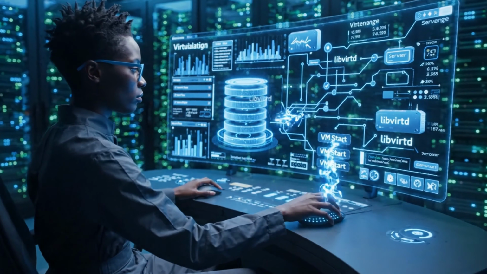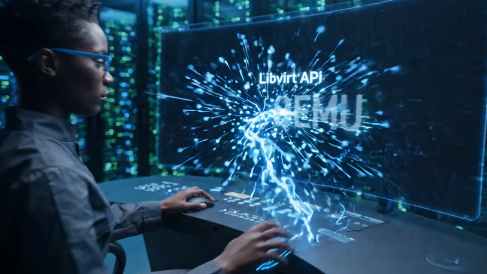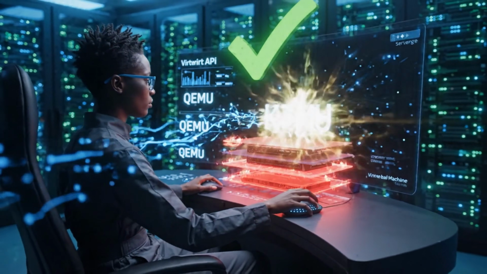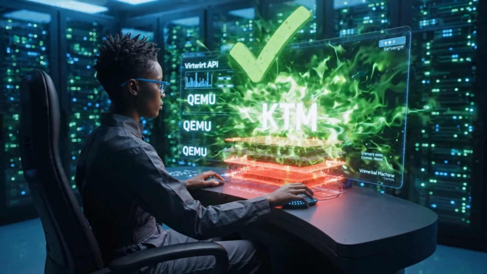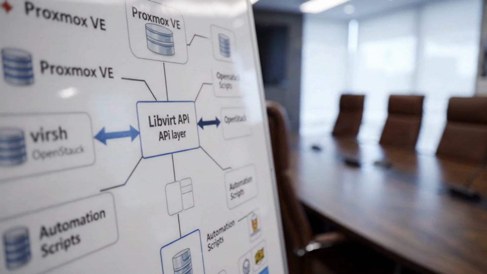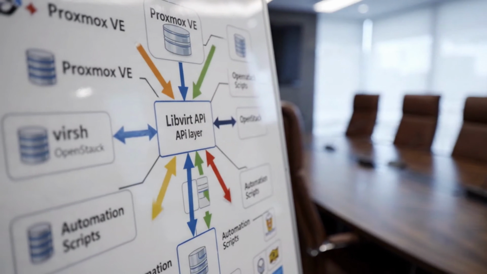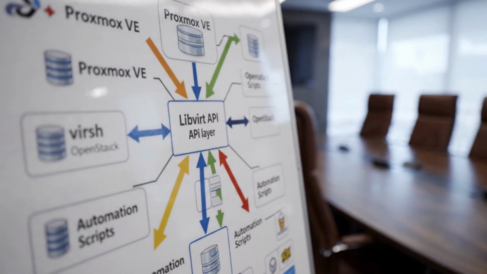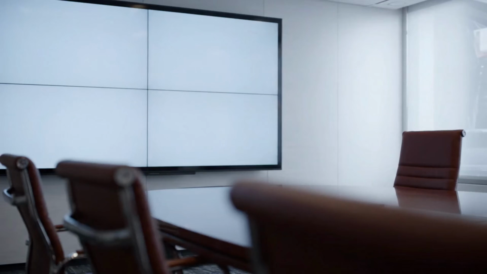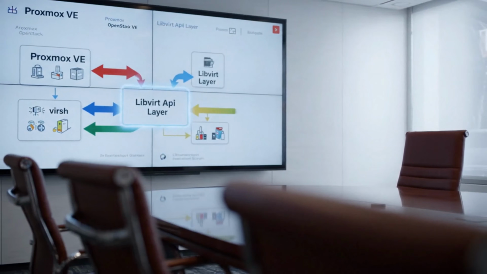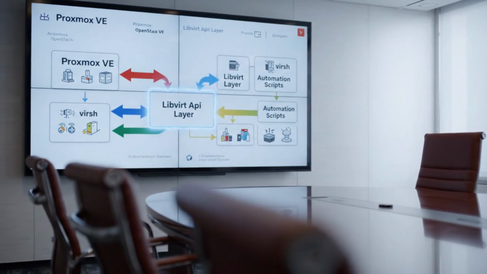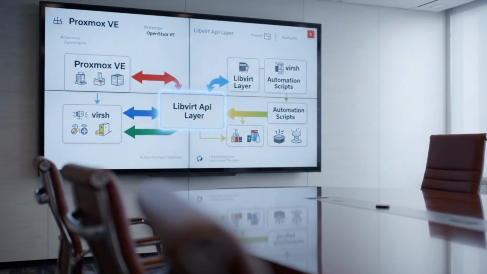Behind every management request, there is a complete workflow. Applications and platforms communicate through Libvirt APIs, requests are processed by the Libvirt service, and then forwarded to the appropriate virtualization drivers. Tools like Virsh provide administrators with direct command line control, while enterprise platforms such as Proxmox VE, OpenStack, and other management solutions use the same standardized communication architecture.